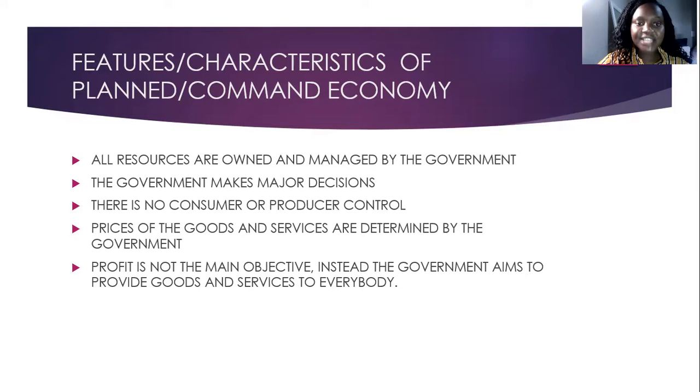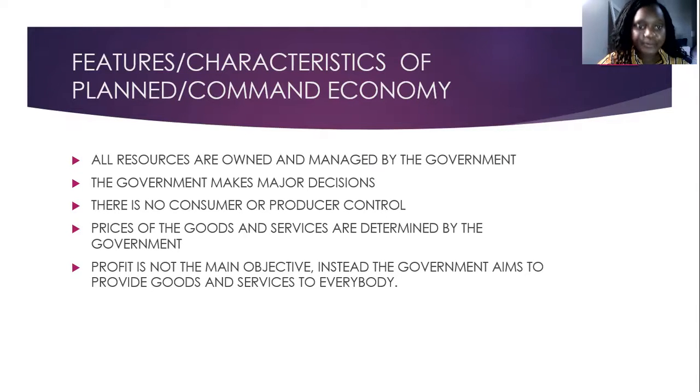Number three, there is no consumer or producer control. Here we are talking about the government. The government is the one that is in control of everything. Number four, prices of the goods and services are determined by the government.